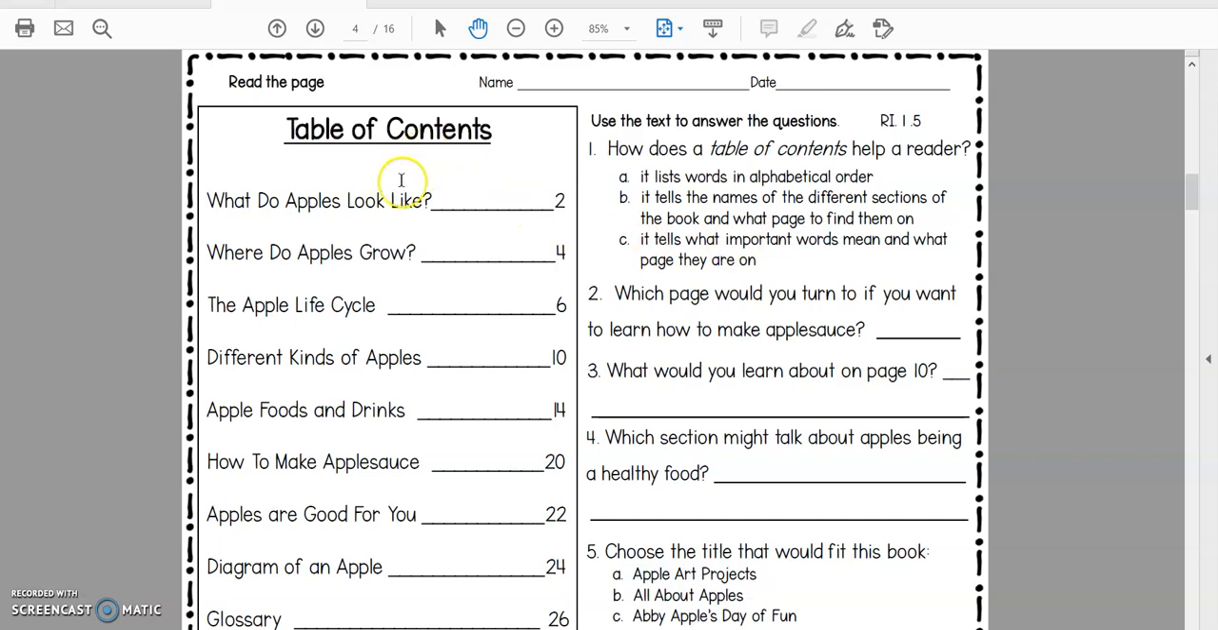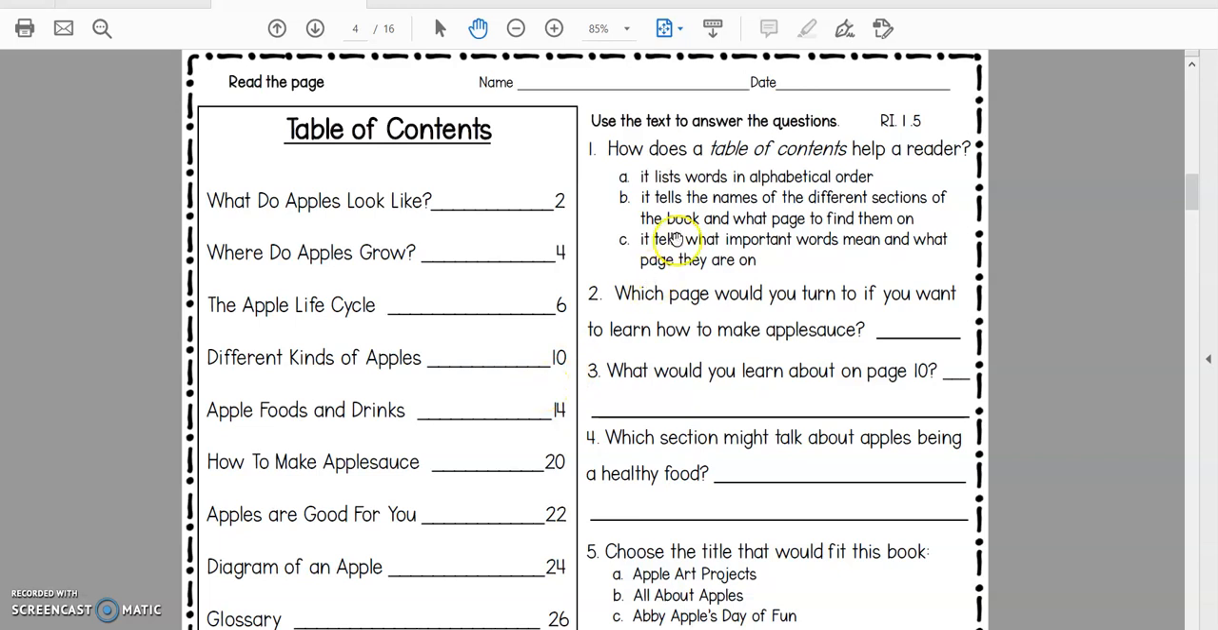I'm going to look at this table of contents, and I notice that I see the word apples in lots of different places. So this text must be talking about apples. What do apples look like? Where do apples grow? The apple life cycle. And remember, the nice thing about nonfiction is that I don't have to read it in order like a storybook. I can skip around to find the most important information that I need. Like, I want to know about what kinds of apples there are. I can go to this chapter, different kinds of apples, on page 10, and I can read about them there.